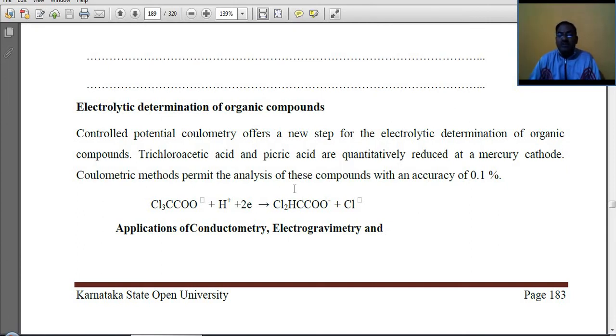Controlled potential coulometry offers a new step for the electrolytic determinations of organic compounds. Trichloroacetic acid and picric acid are quantitatively reduced at a mercury cathode. The coulometric method permits the analysis of these compounds with an accuracy of 0.1%.